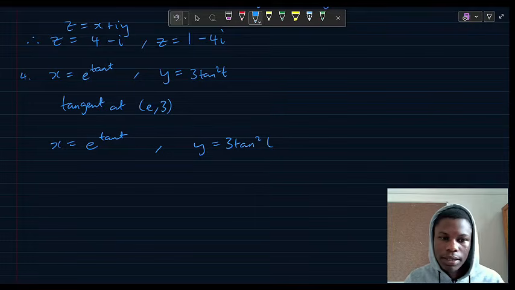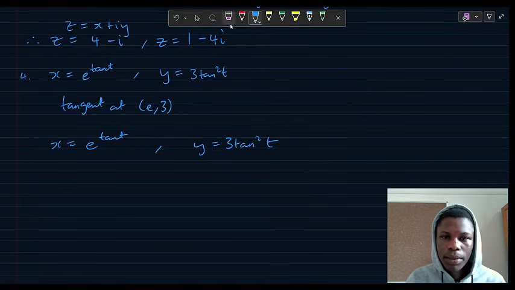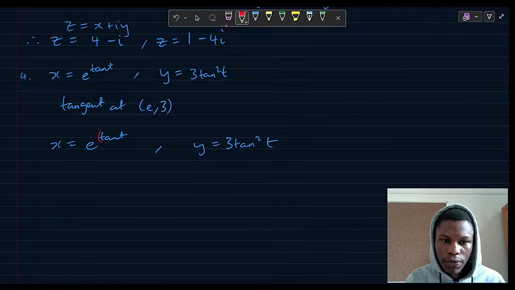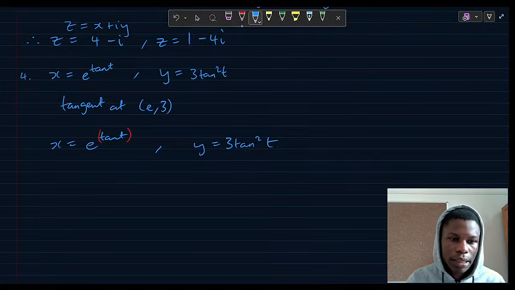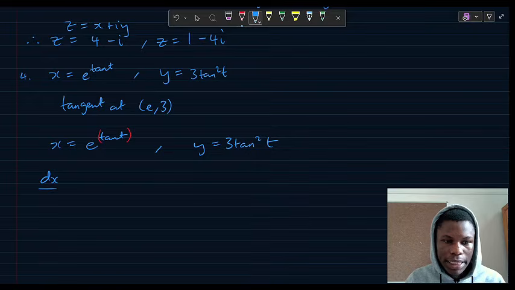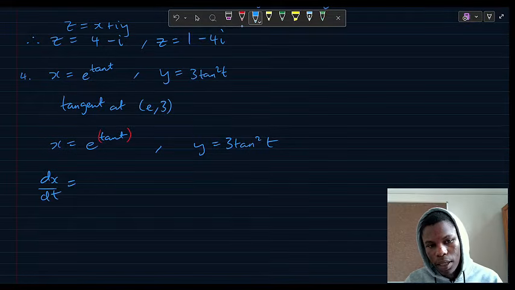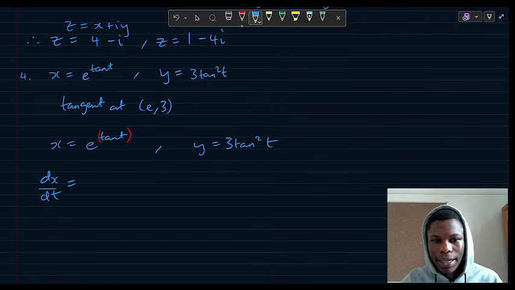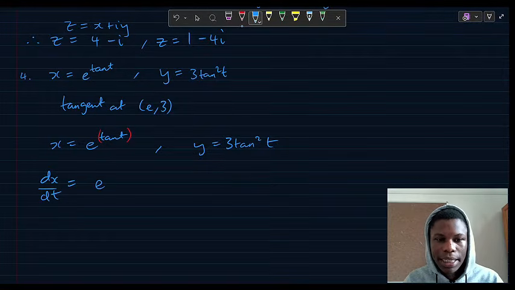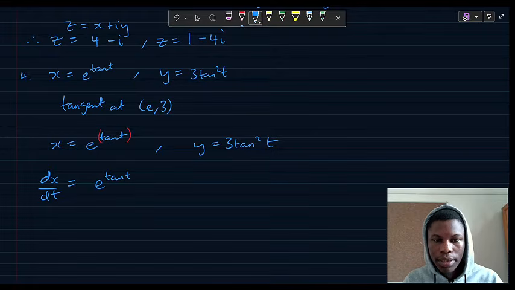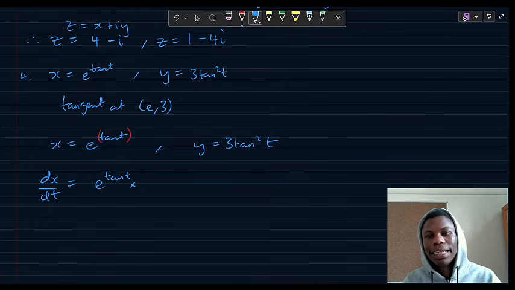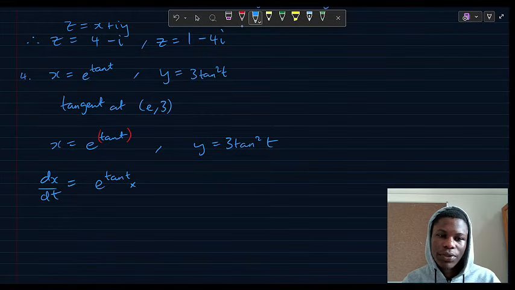Tan squared t. So let's start with x equals e to the tan t. So we've got a function inside of a function, and we are looking for dx dt. First, differentiate the outer function, which is the e. If you differentiate e, you just get e, and multiply by the derivative of the inner function. If you differentiate tan t, you get sec squared of t.